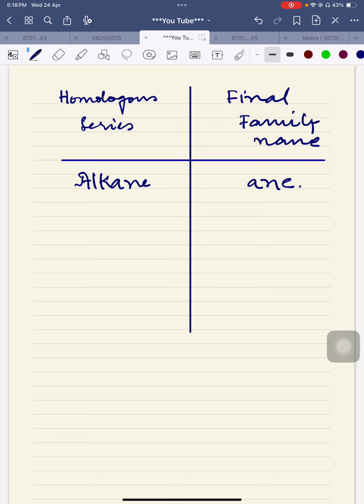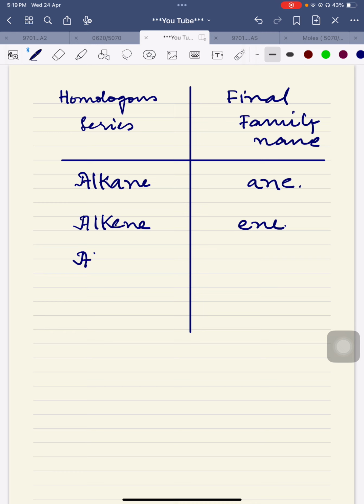Definitely for alkene, which comes after alkane, there will be another final family name, and that is ene. So we can write here alkene, and it ends with ene. I am writing here alkene, and the final family name is ene.